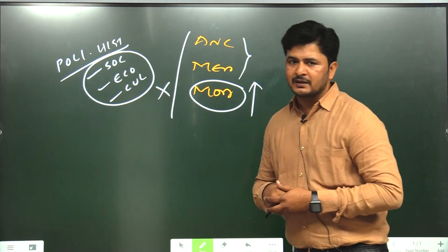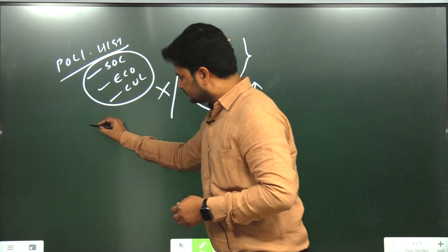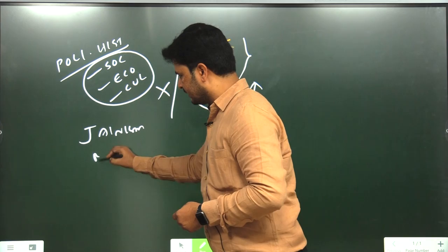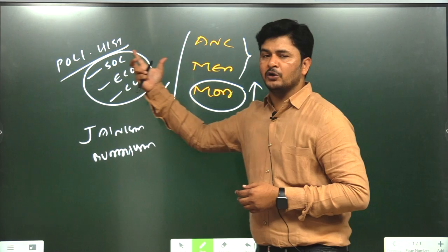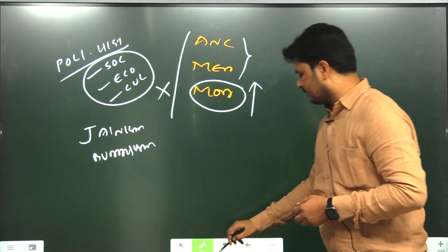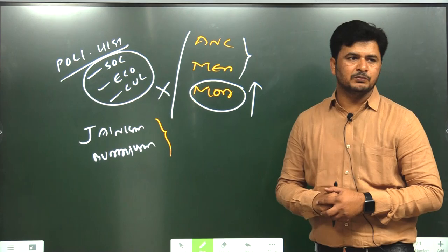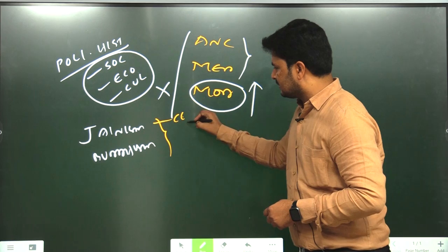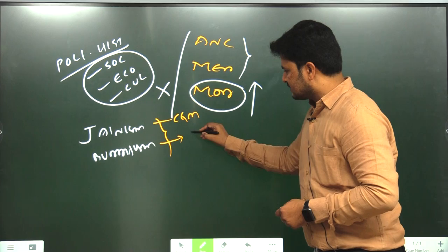For example, we'll be discussing Jainism, followed by Buddhism. Without the support of politics, without the support of the state, forget about Jainism and Buddhism. For example, Mauryan rulers patronized Jainism and Buddhism. Best example, Chandragupta Maurya was a Jain. Best example, his grandson Mauryan Ashoka was a Buddhist.